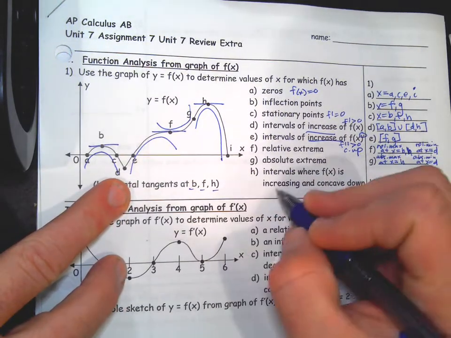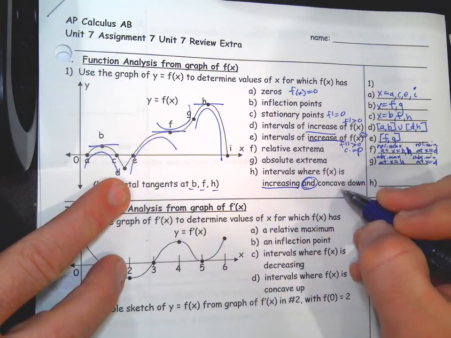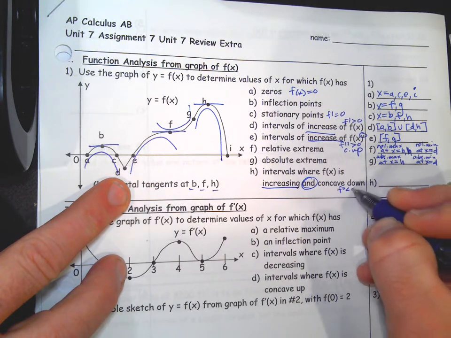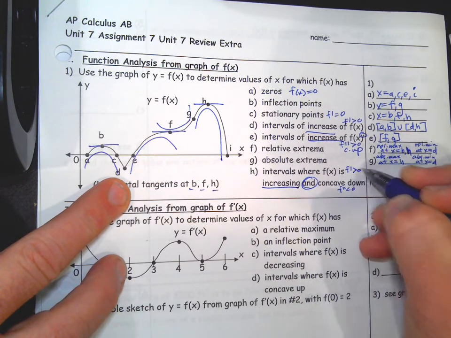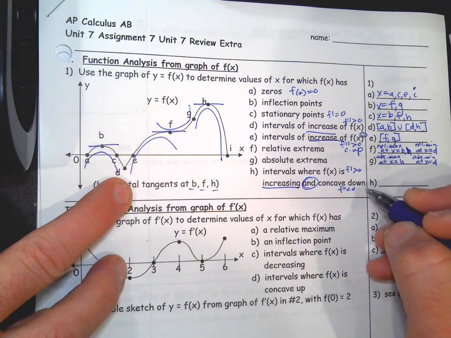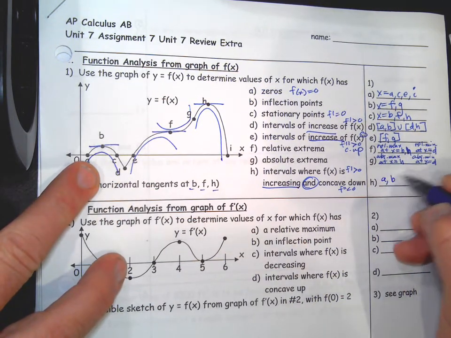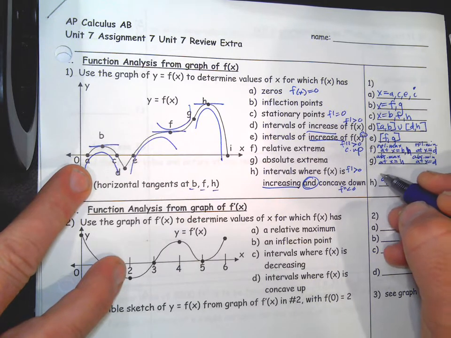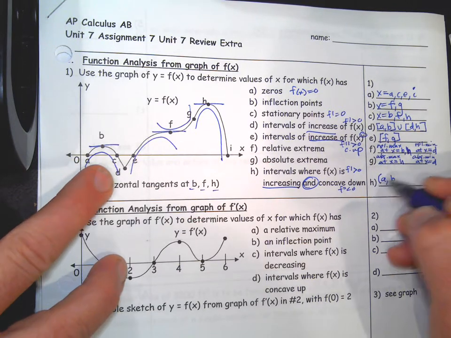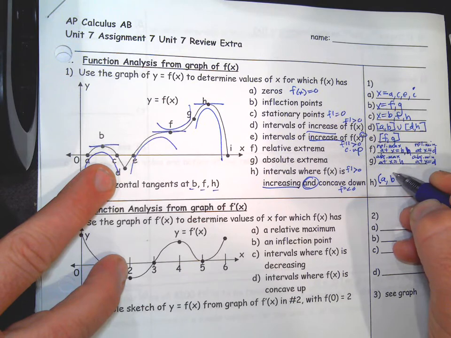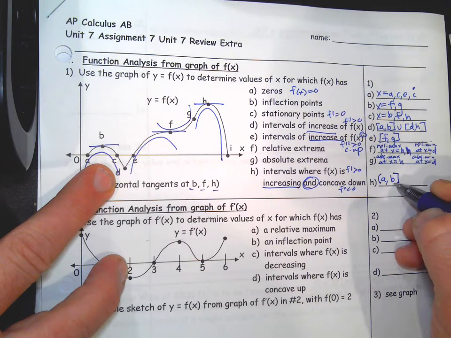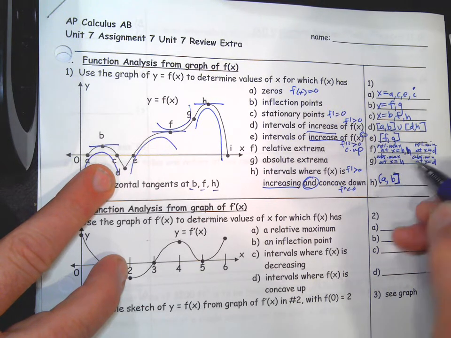Intervals where F is increasing and concave down at the same time. Increasing, positive derivative; concave down, second derivative. So where is it going up, but concave down? So I'd say A to B. Do we include the endpoint for A? No, because it's the end of concavity. Do we include the endpoint for B? Yes, because it's in the middle of concave down, and it's the edge of increasing, which we include for increasing.